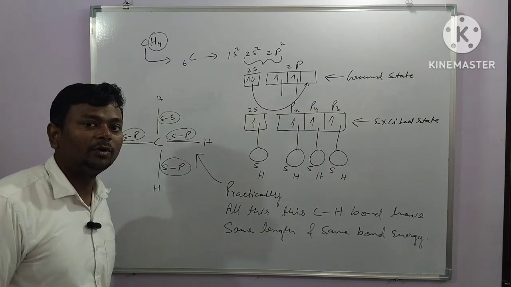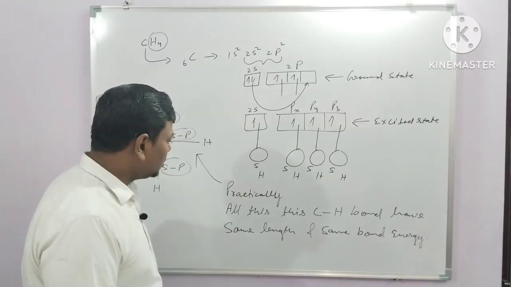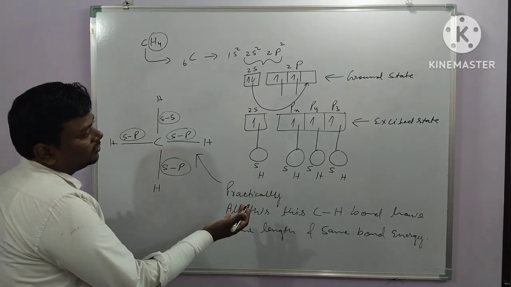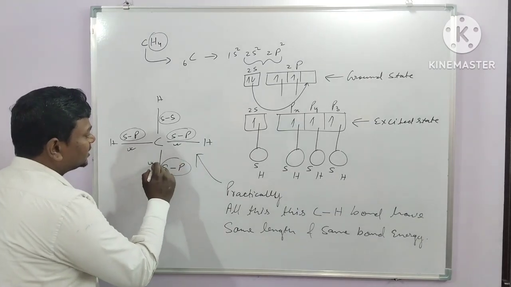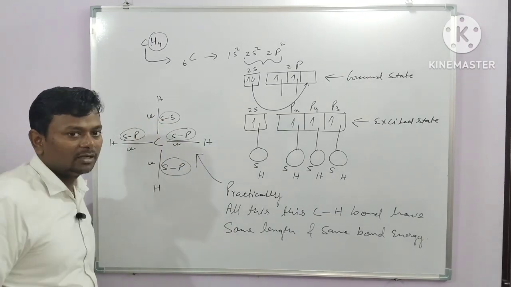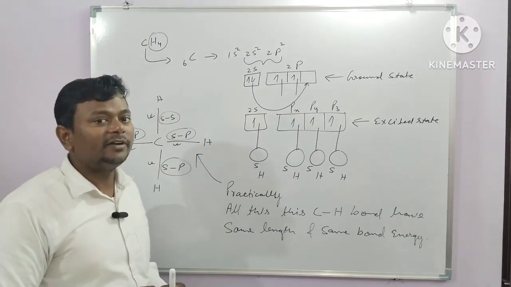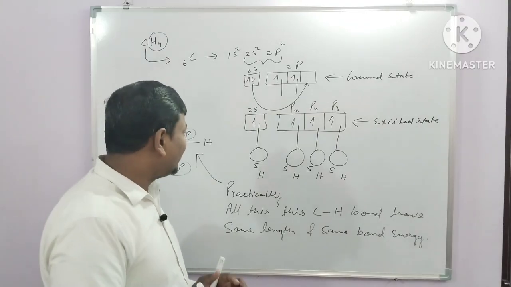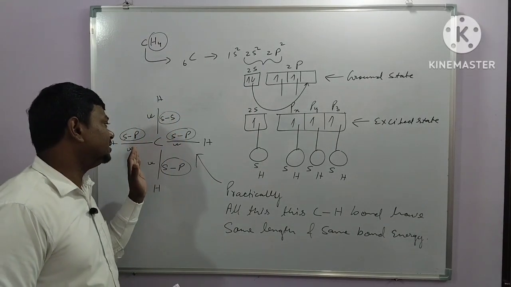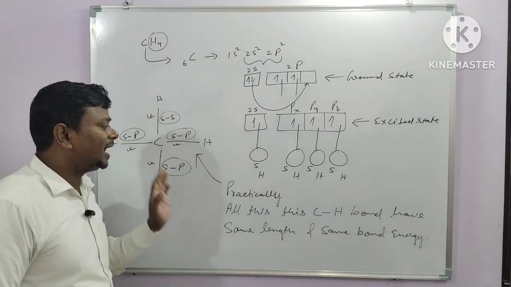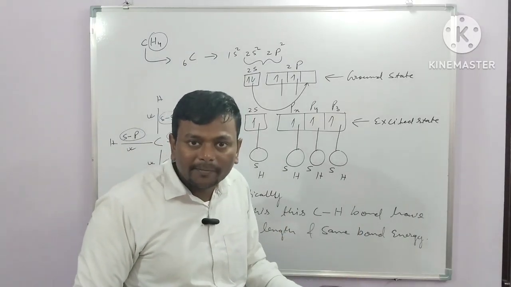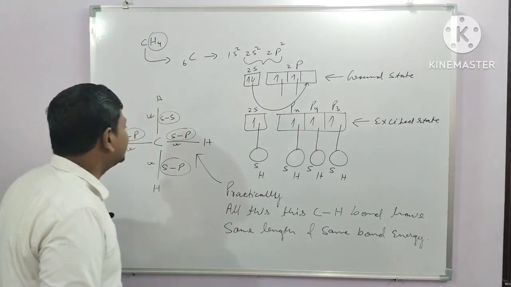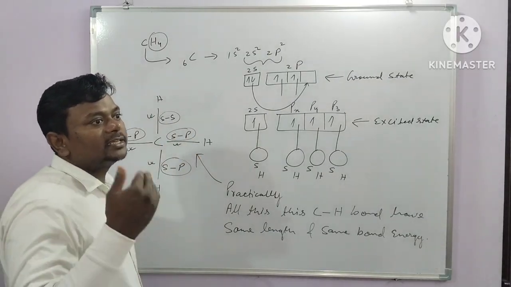Same length and same bond energy. Okay. So, but according to VBT, it should be what? These three bonds should be same, but this should be different. So here VBT has failed to explain this: why all these bonds have the same energy and the same length. Okay. So to make this understood, one theory was developed.